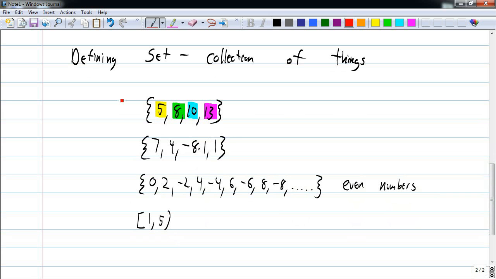Let's call this set A. Why A? Because I just named it. I picked a letter and said that's set A. We typically use capital letters for sets. We use lowercase letters for individual members of a set. We use capital letters for sets. Let's call this B. Let's call this E, since it's all even numbers. And let's call this I because it's an interval.